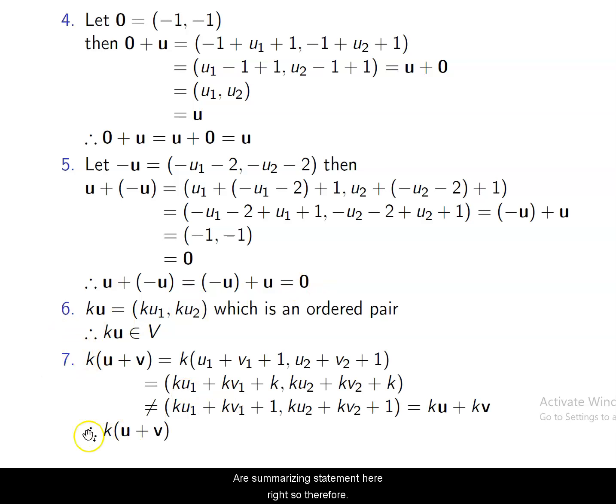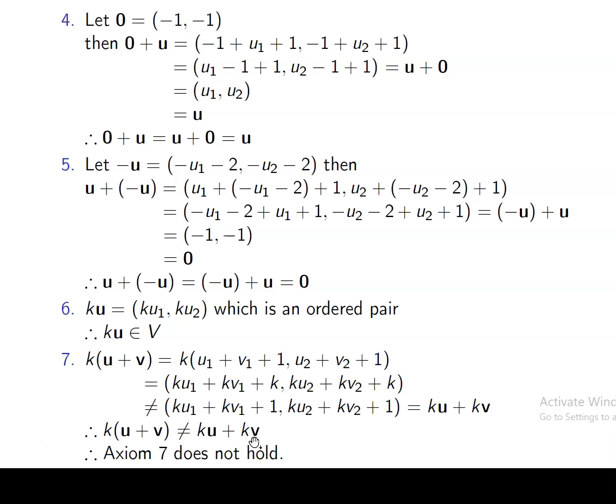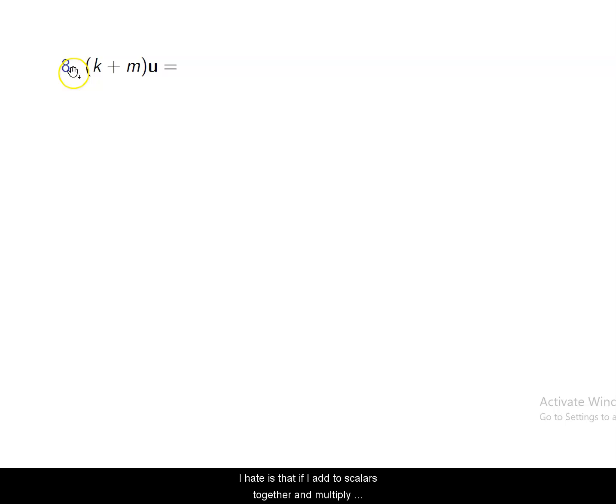So our summarizing statement here, right? So therefore, k times u plus v is not the same as k times u plus k times v, okay? So axiom 7 does not hold, right? So let's look at 8. 8 is that if I add two scalars together and multiply it times u. So again, this should be the same thing as me distributing u across these scalars. So let's see what this looks like, okay?